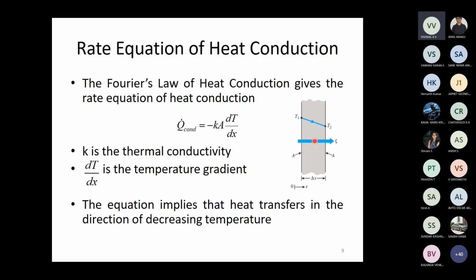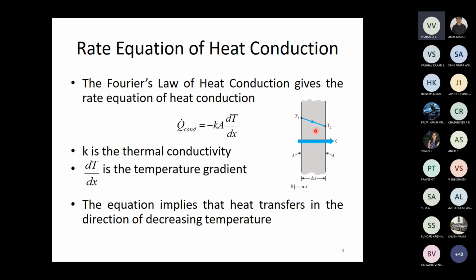So this arrow indicates the flow of heat from the high temperature side to the low temperature side. In this case, the heat is flowing from left to right. Now there is a thickness of this wall, called delta X, and there is a temperature gradient here. T1 is the left side temperature, T2 is the right side temperature.